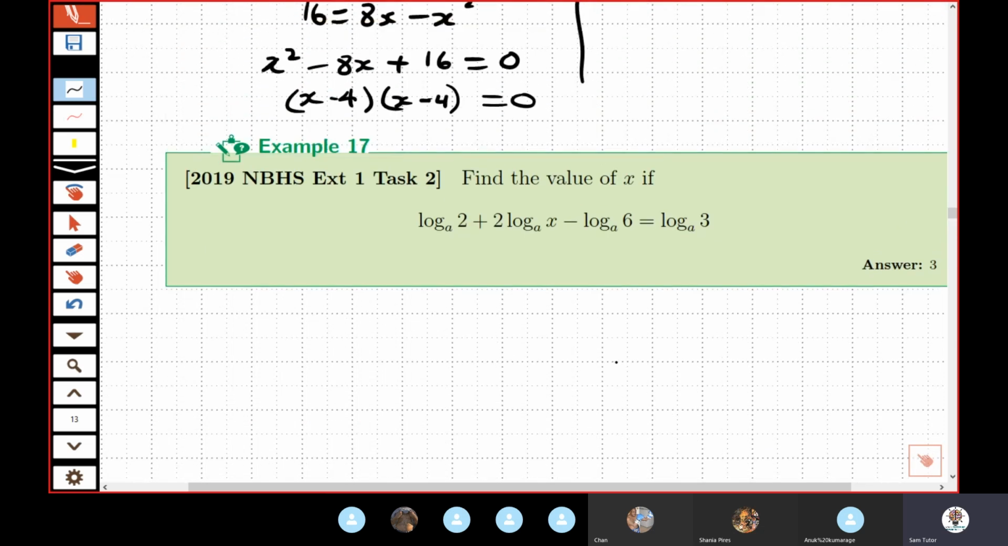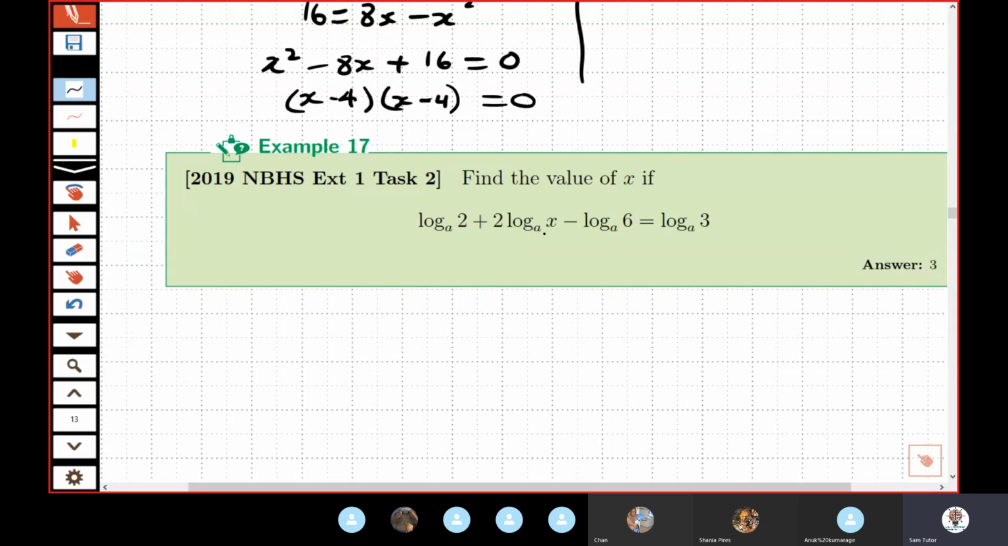Okay. Let's look at this one. This is last year's from Normanhurst Boys High School. Extension 1, task 2. Find the value of x if log 2 sub base a plus 2 log x sub base a minus log 6 sub base a equals log 3 sub base a.